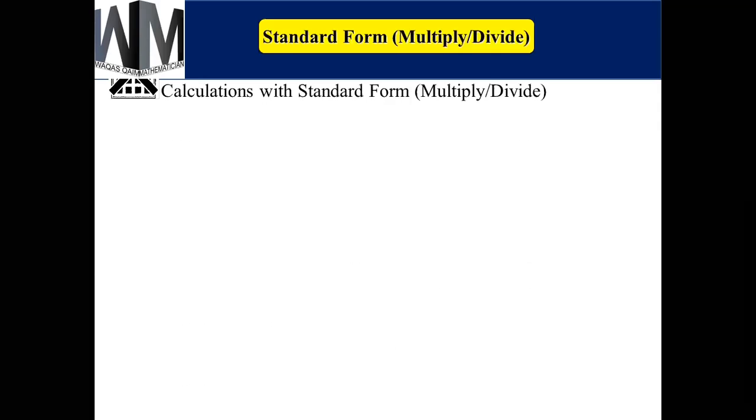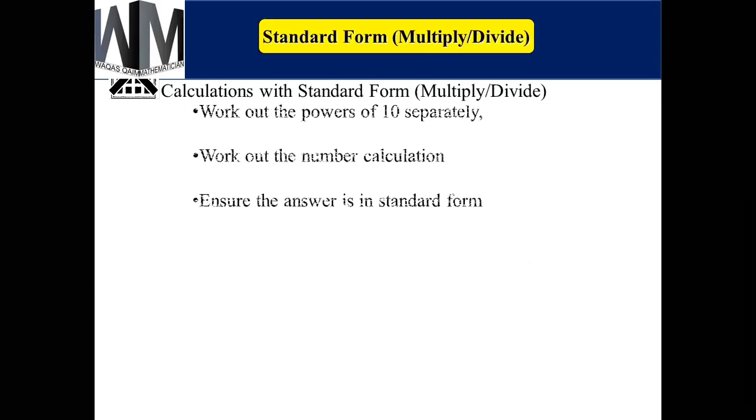Now, calculation with the standard form. When we need to multiply or divide two numbers which are given in the standard form, then we solve numbers separately and we solve tens separately. Any confusion with this one? We solve tens separately and we solve numbers separately.